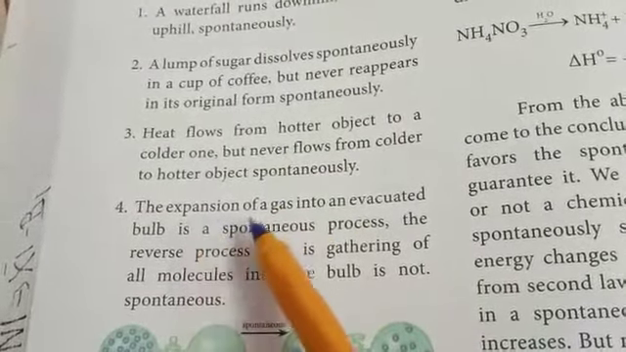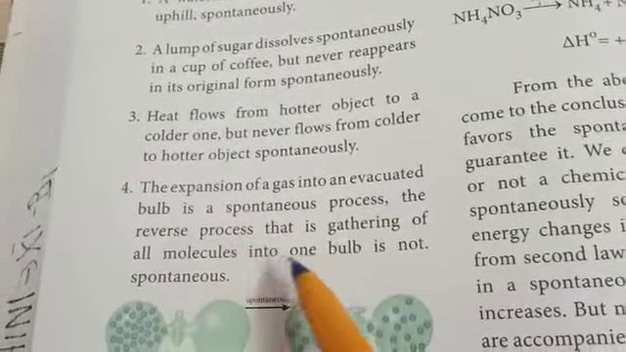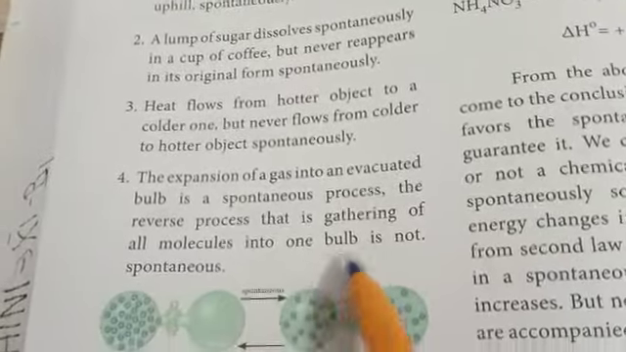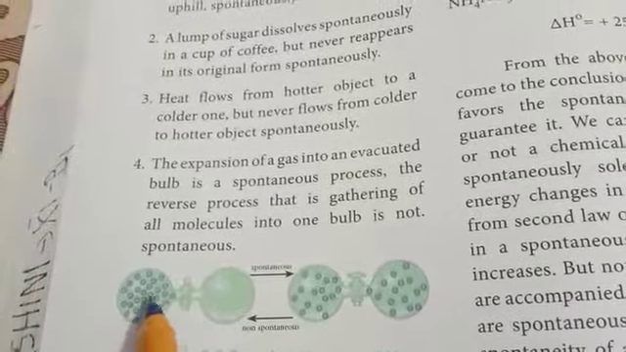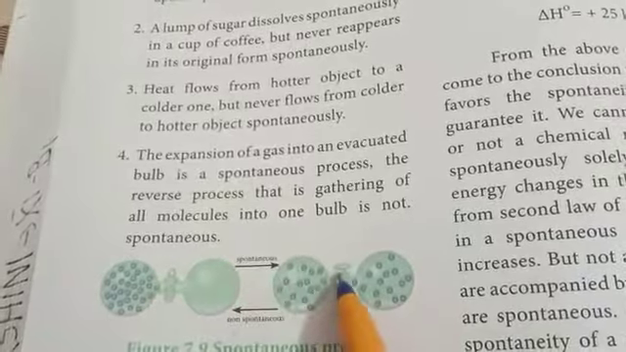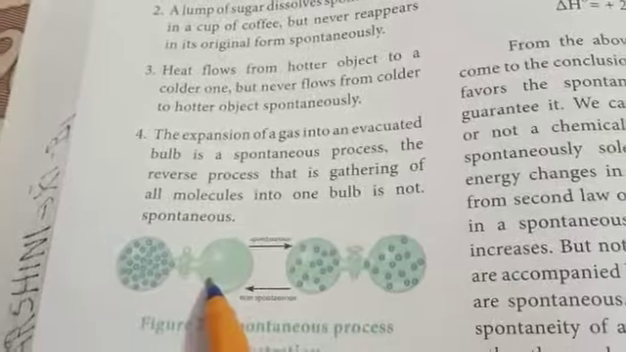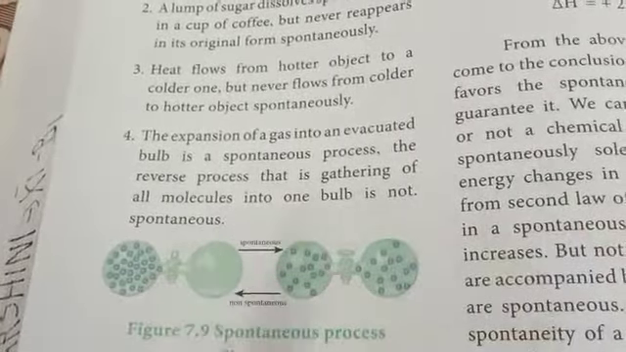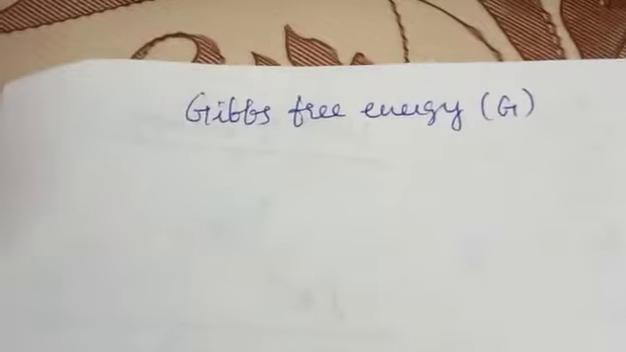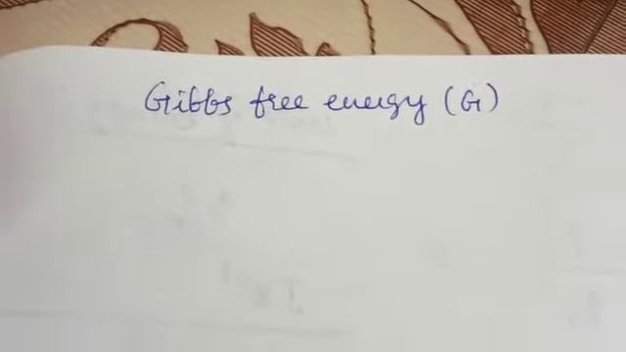The expansion of gas into the evacuated bulb is a spontaneous process. Irreversibly, gathering all the molecules in one bulb is not spontaneous. For example, here there are a number of molecules; on opening, the molecules move into the other bulb. The reverse is non-spontaneous and impossible. The above examples all show that a spontaneous change in one direction cannot take place in the opposite direction spontaneously.